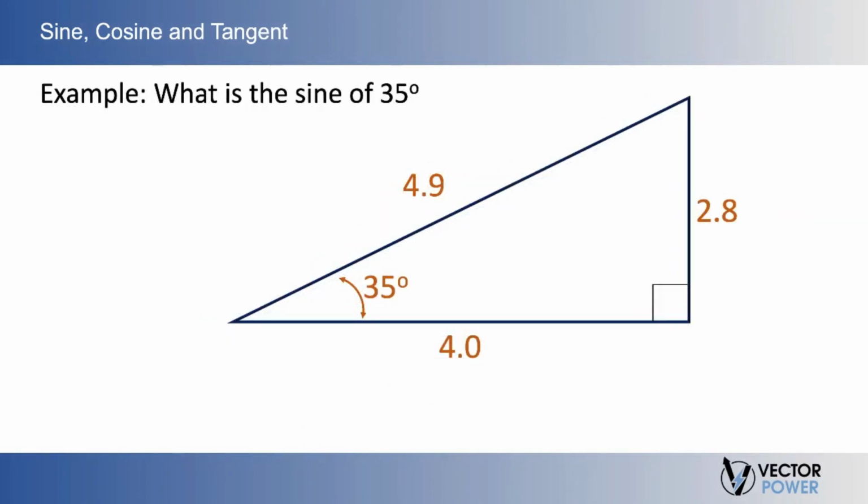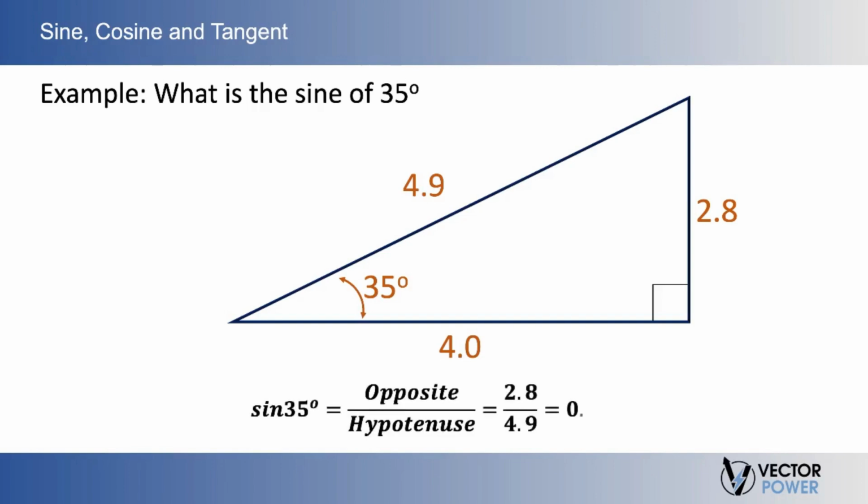So let's start with our first example. What is the sine of 35 degrees? Well, let's work through our SOHCAHTOA model. Sine of 35 would equal the opposite divided by the hypotenuse, which would be 2.8 divided by 4.9, or the sine of 35 degrees equals 0.57.